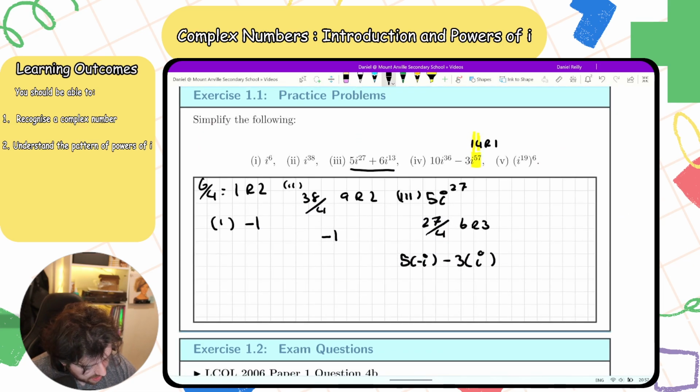That goes to I there. So it's going to be minus 5I minus 3I. And we'll learn later, but we could just add and subtract these. This is going to be minus 8I. Right? IV.